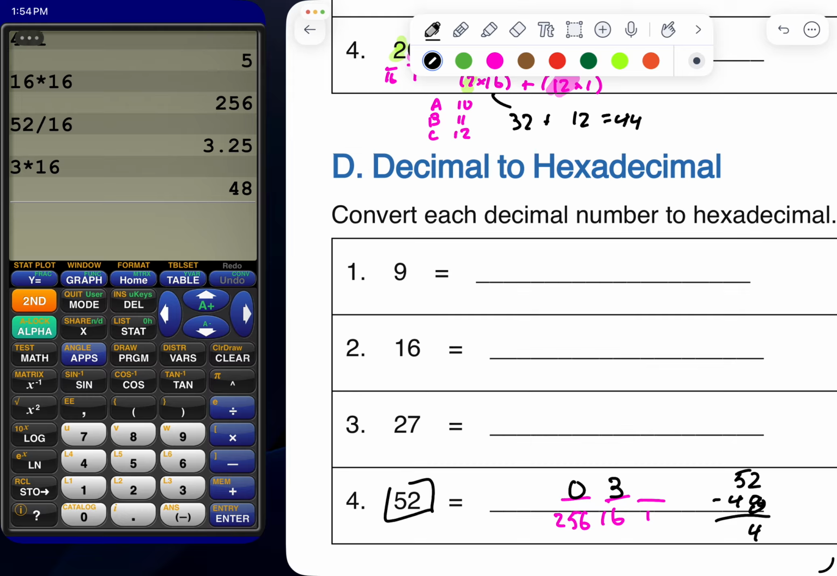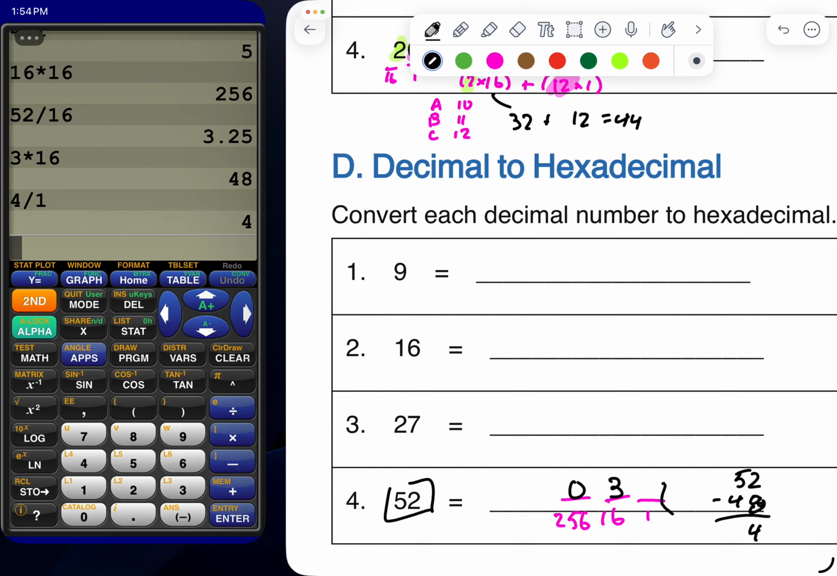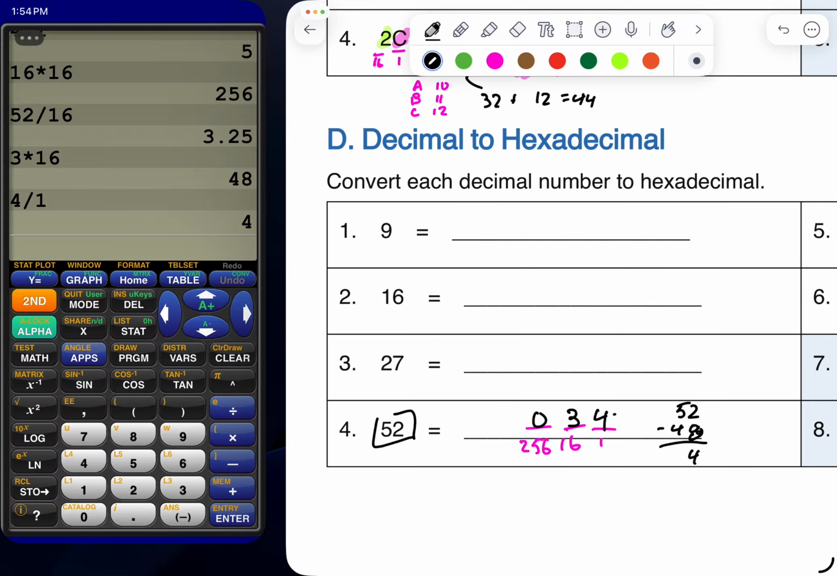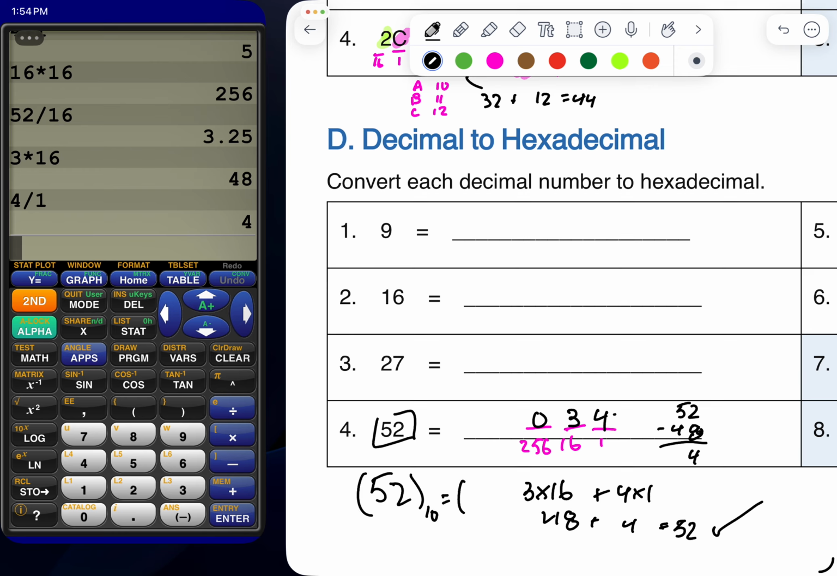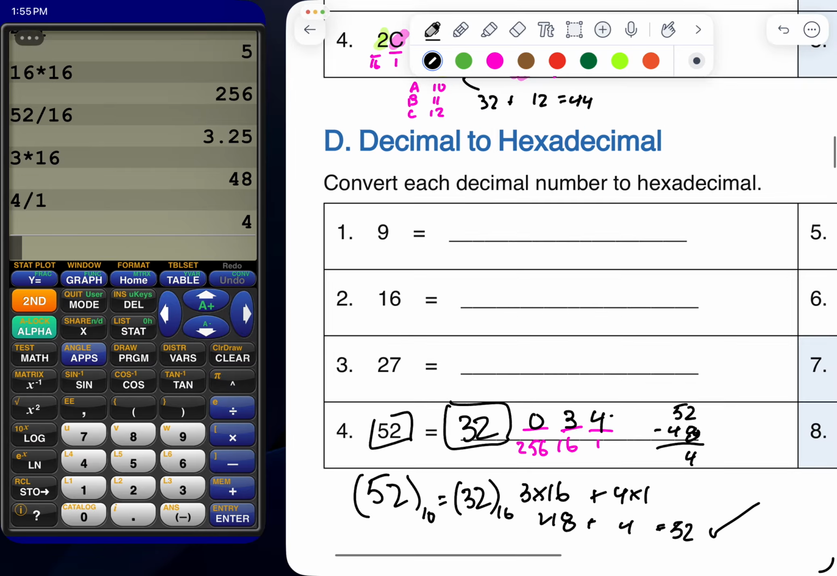And then how many 1s? Well, this is obvious, but why not? 4 over 1 is 4. I have 4 1s. So 3 16s and 4 1s adds up to 52. If I did the math, I would do 3 times 16 plus 4 times 1, which would be 48 plus 4. This is just me checking my work. That is 52. Awesome. So in other words, 52 written in decimal, or base 10, is the same thing as, we'll call it 34 base 16, because they both look like decimal numbers. They look like numbers we're used to, but this is base 16. So that's why we would say 34 in base 16 instead of 34.